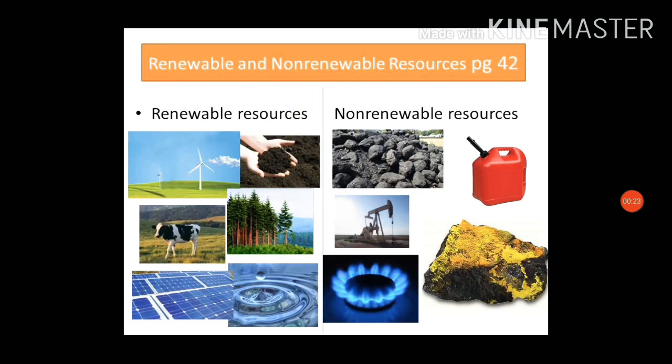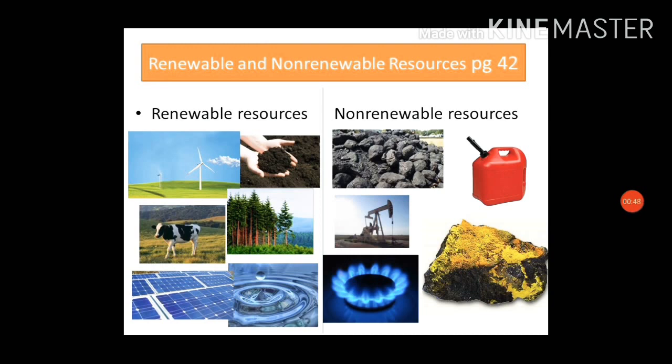So here are different renewable resources and non-renewable resources. Renewable resources, for example, air, are reproduced easily, but the non-renewable resources, for example, minerals and fossil fuels, are not replenished. Once they get depleted, they will become extinct.